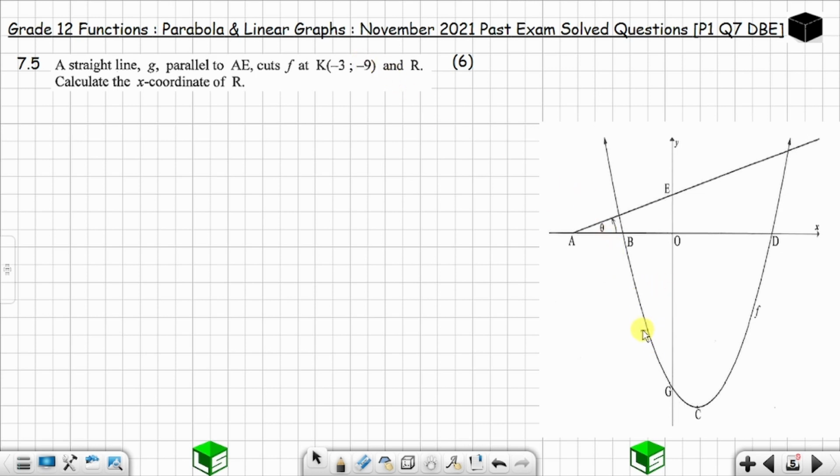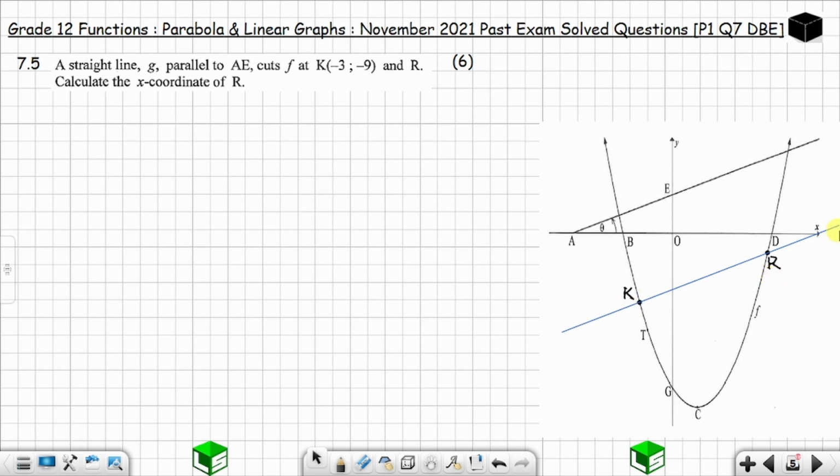Remember the y coordinate of T was -21 from the previous question. So the point K is there, -3, -9, if we can predict it. And this point is K. And now there is a line cutting at K like this, going there, cutting F again at R. So that point is R.